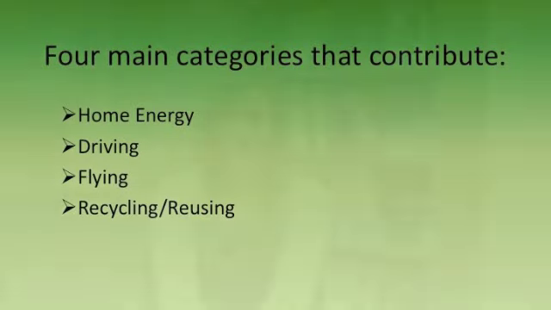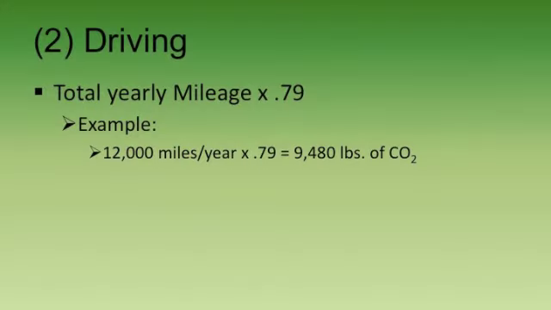Our second category is driving. You can calculate your emissions from driving simply by multiplying your yearly mileage times 0.79. For example, if you drive 12,000 miles per year, take that and multiply it by a factor of 0.79. The answer you'll come out with is 9,480 pounds of CO2 produced.